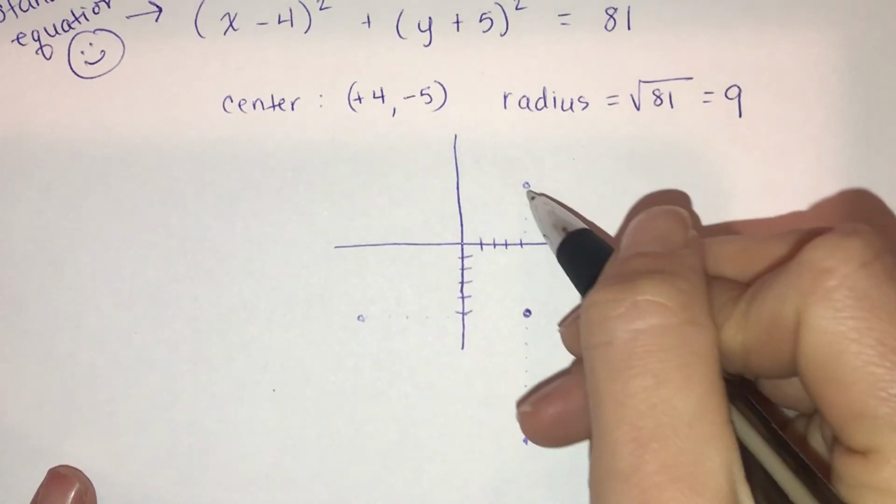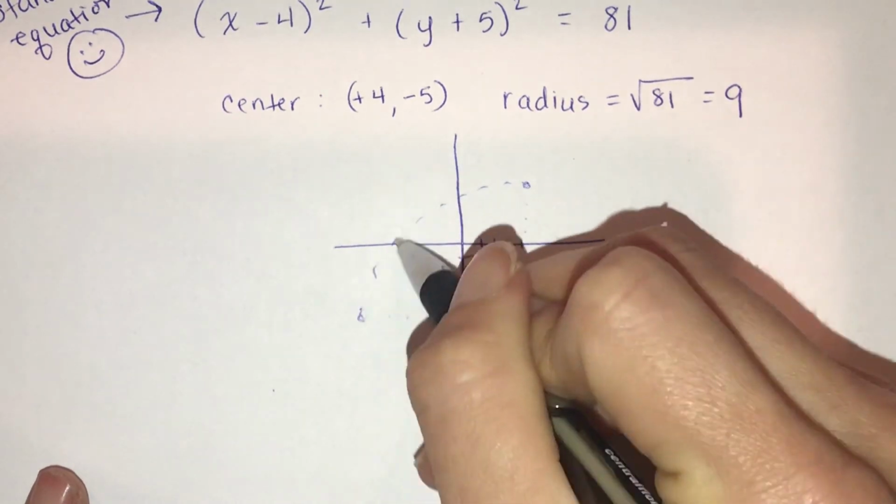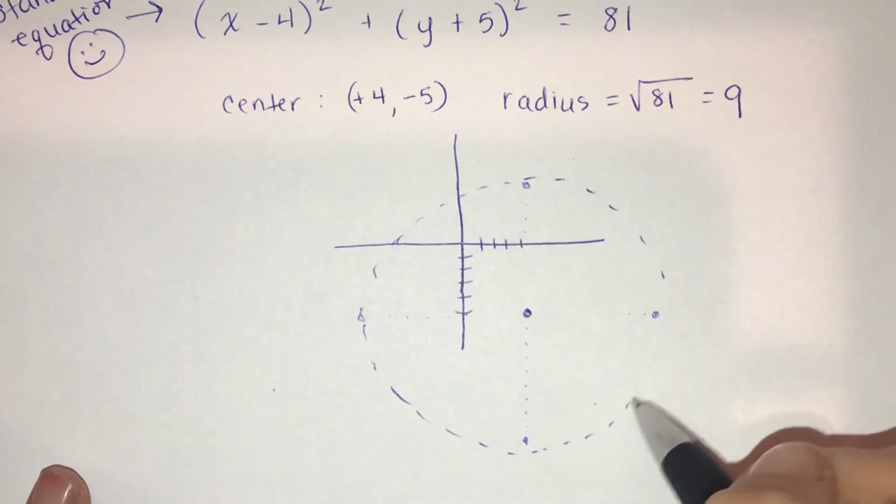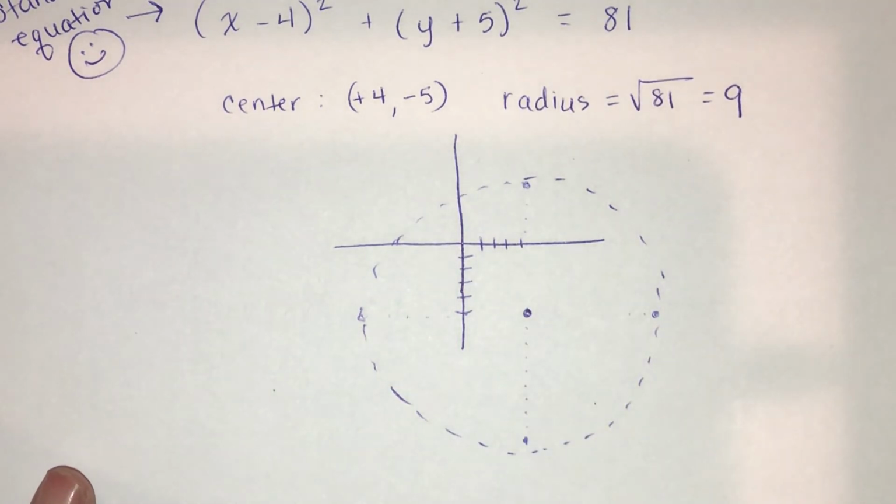So for my final graph, a little quick tip is to draw your circle using a dotted line. It'll just come out a lot neater. So that would be basically the graph of my circle.